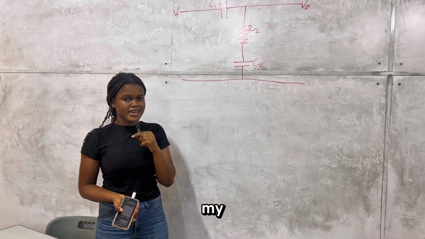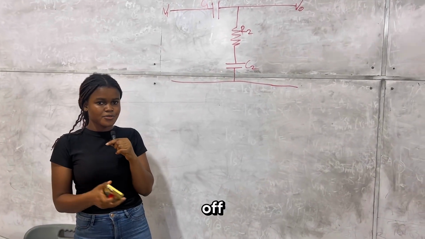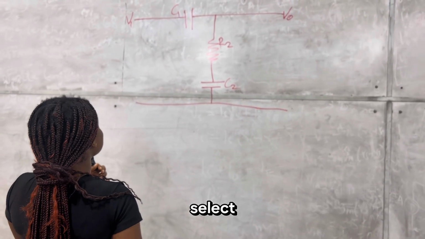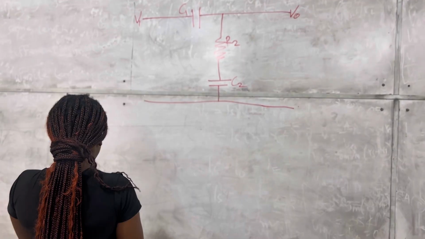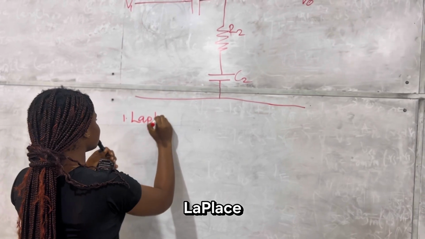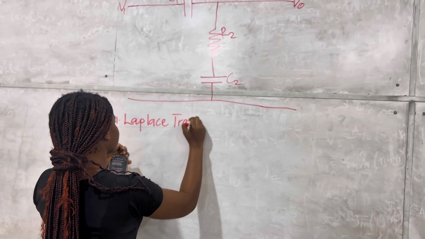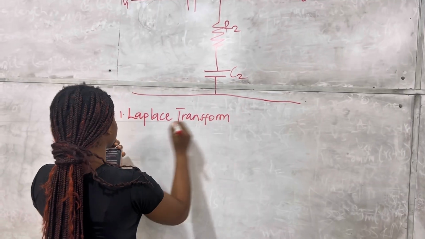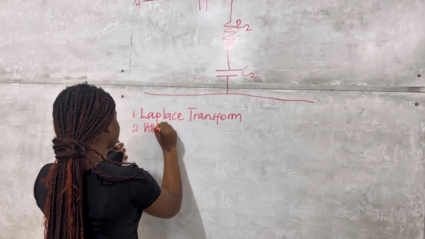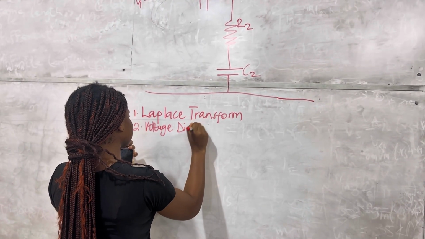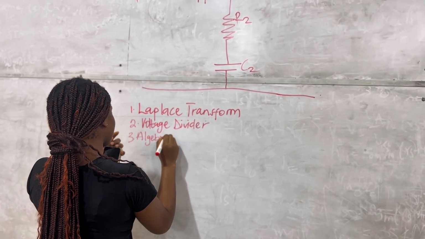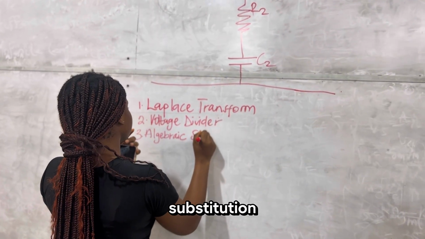Mensa Francisca is my name, so I'm taking off from where Alexandra left off. After interpreting the circuit, we now select the appropriate analysis methods, which are: 1. Laplace transform, 2. Voltage divider, and 3. Algebraic substitution.